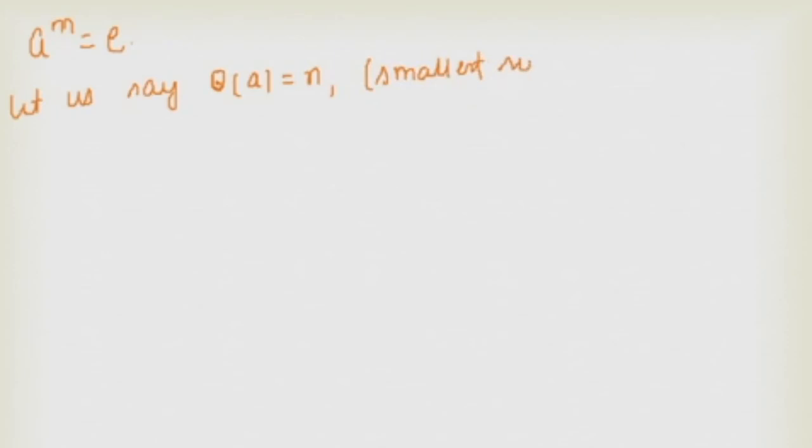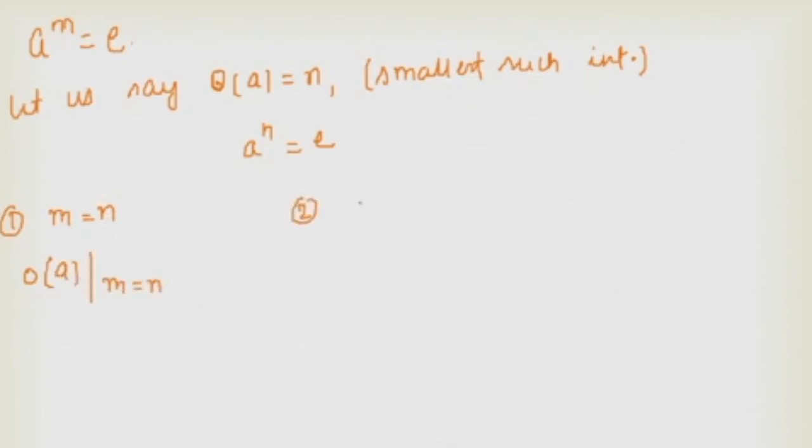We are given that a raised to the power m is identity, and we need to prove that order of a divides m. Let us say order of a is n, and n is the smallest such integer. So I know by definition that it is the smallest such positive integer. If order of a is n, that means a raised to the power n is also identity. The very first case, if m is equal to n, then we have nothing to prove, because order of a will divide m, which is nothing but n.